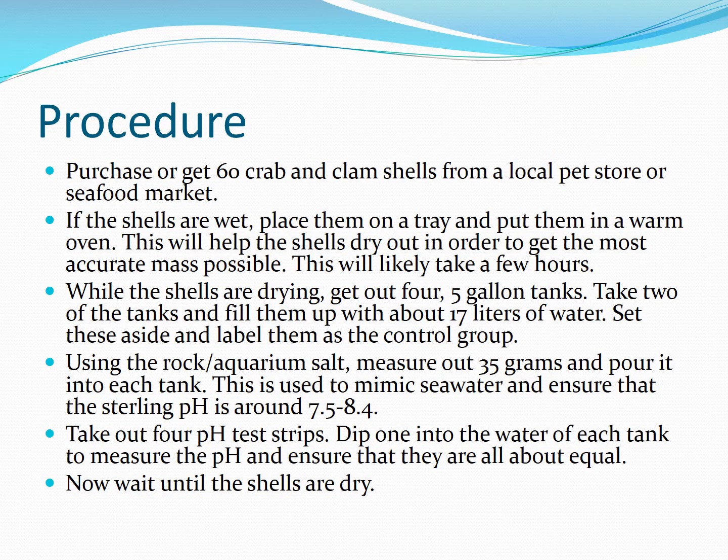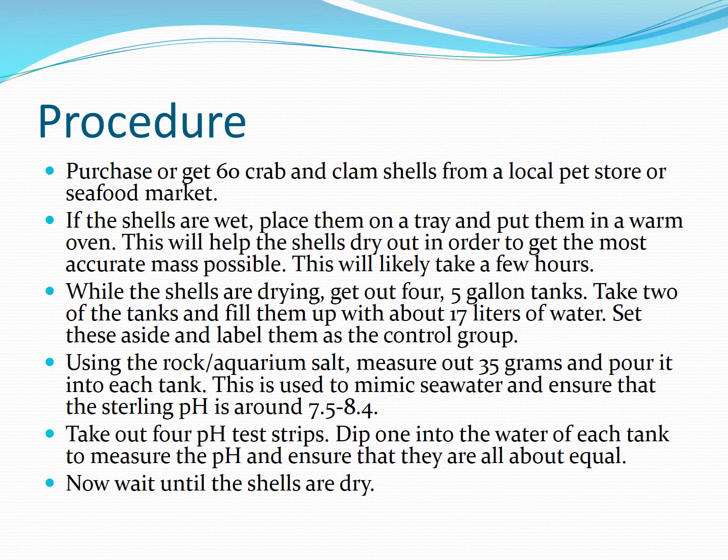So while the shells are drying, you're going to want to get out your 4 or 5 gallon tanks that you bought, and you're going to want to take 2 of them and set them aside and fill them up with about 17 liters of water. These are going to be a control group tank, so you're going to want to label them so you don't get them mixed up.